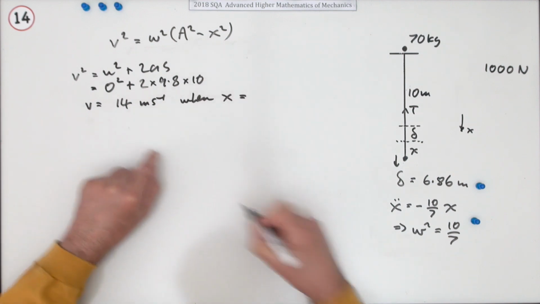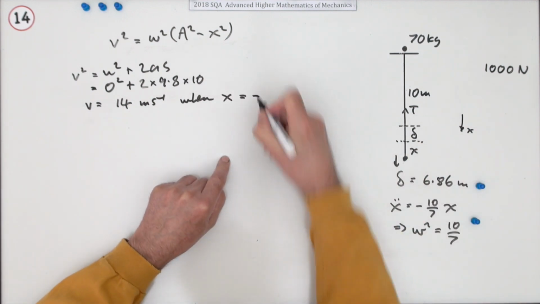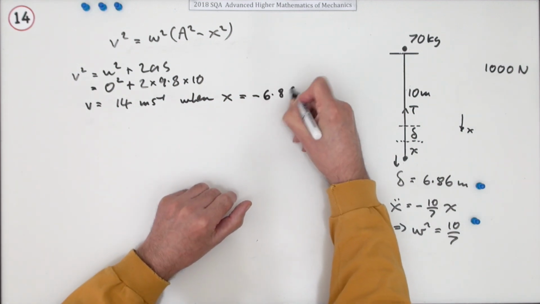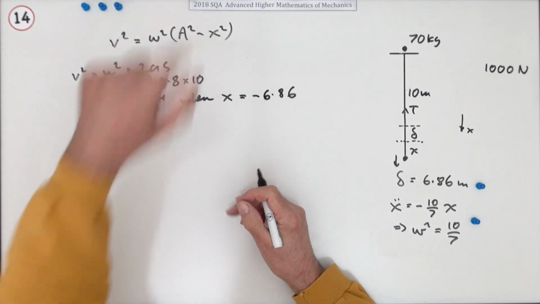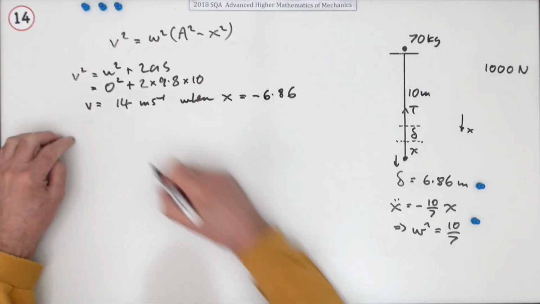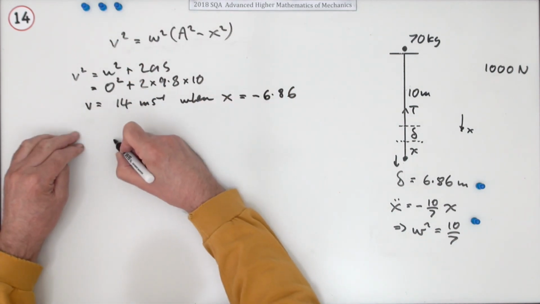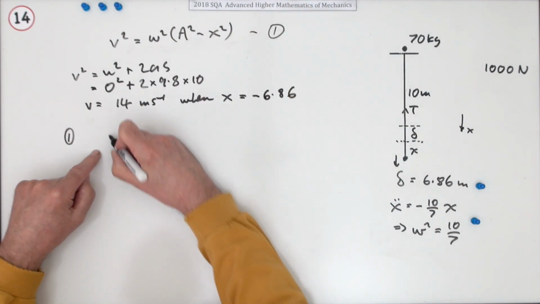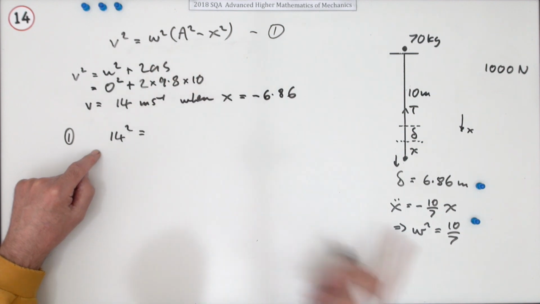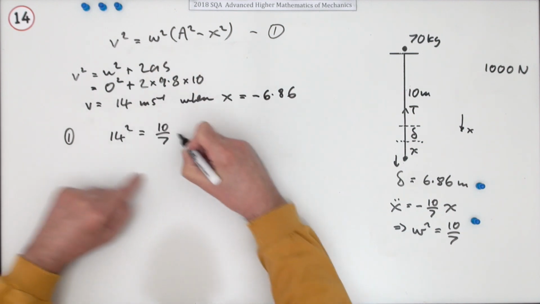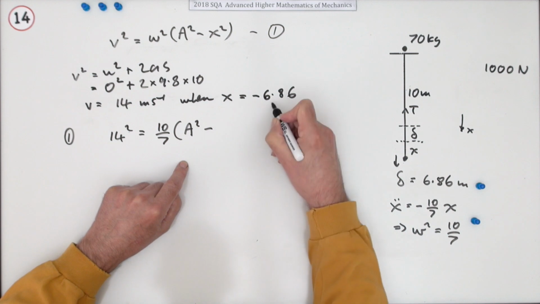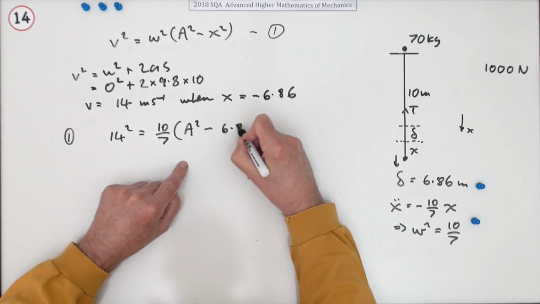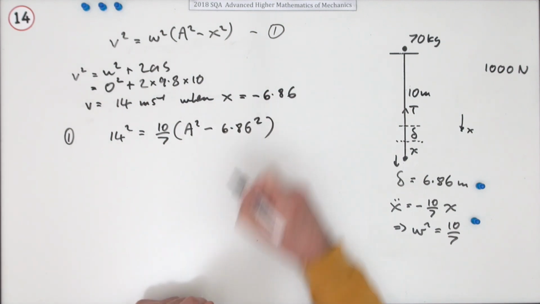When x equals the displacement, which is, but of course this is before the equilibrium position, negative 6.86. You can pop it into that and get A. So putting it back into the first equation again, we've got this. Let's call that 1. So in 1, we've got 14 squared equals, now omega squared was 10 upon 7, A squared I don't know, but minus, and when you square that it goes positive, so minus 6.86 squared.